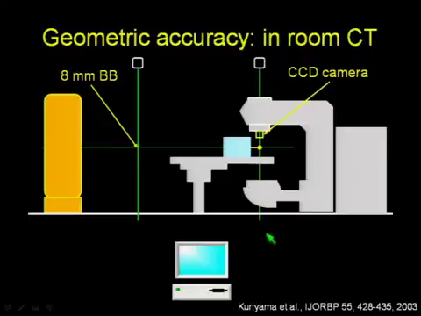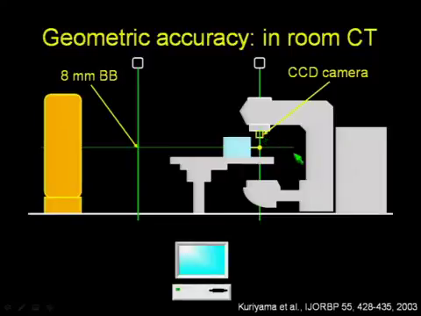So essentially, to test the geometric accuracy of in-room CT, one uses a ball bearing phantom. You see ball bearings all the time in the image guidance. That is carefully aligned using the reference laser lines and can be tracked with a CCD camera mounted onto the accelerator for calibration purposes.